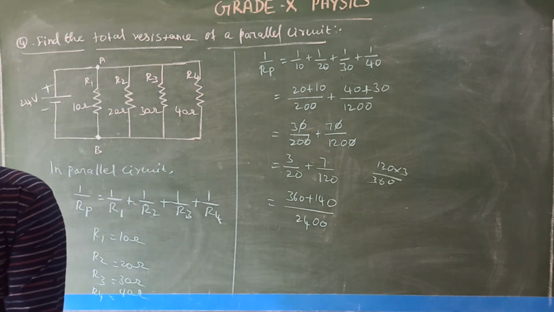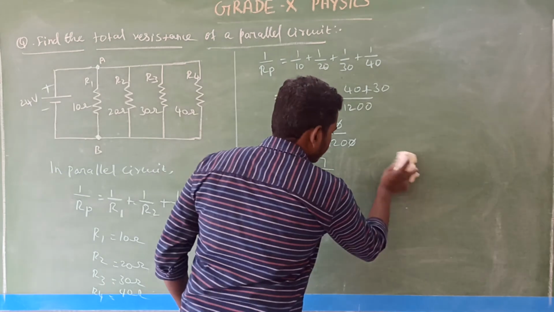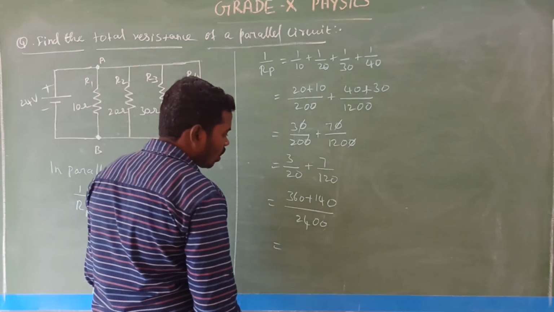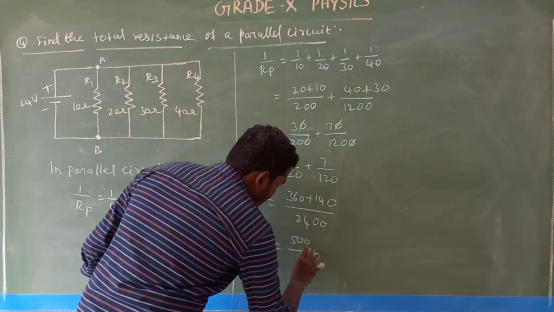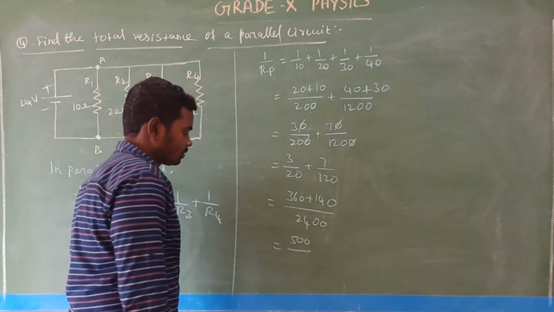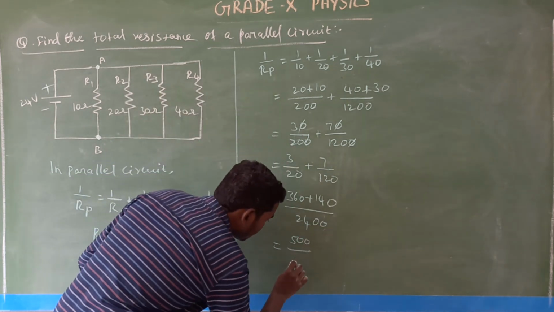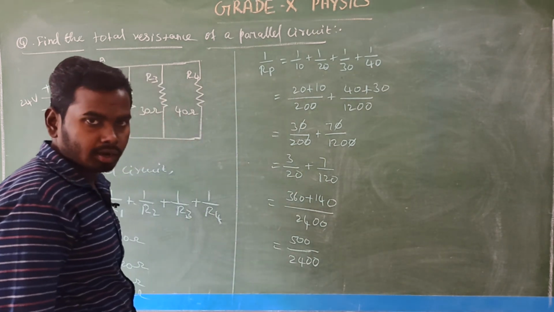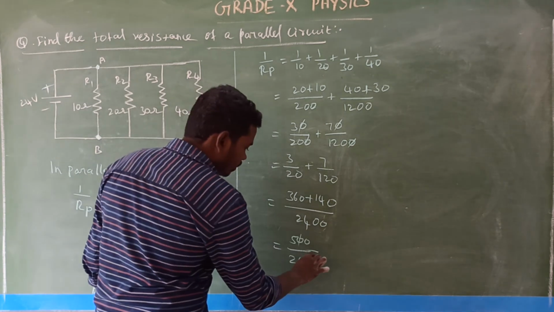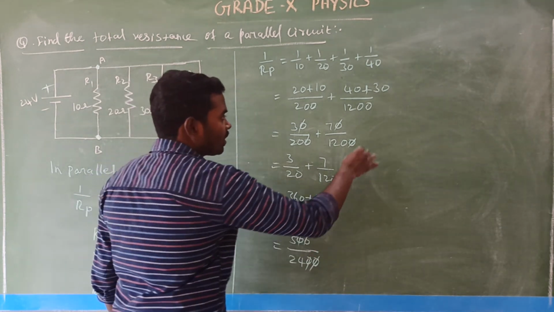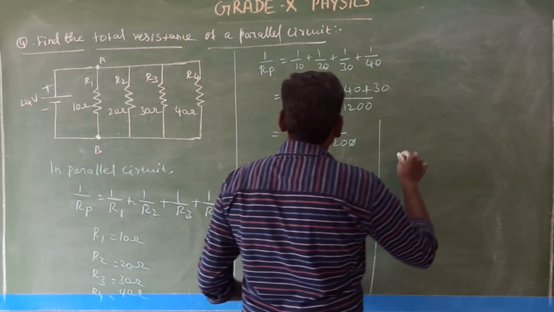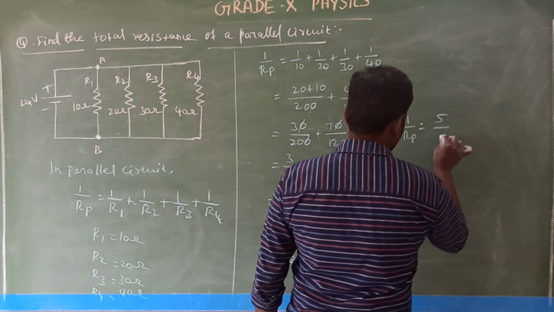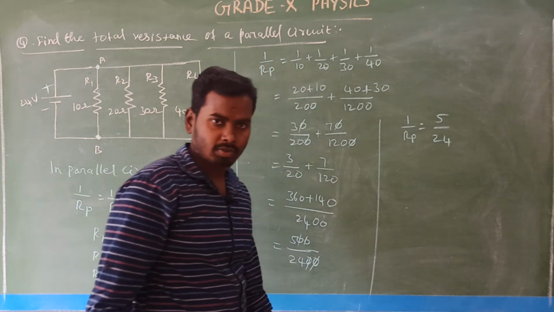Very simple. You further simplify that. How much? 500, am I right? Yes, that's right. And the denominator is 2400. So look here, the zeros cancel, the zeros cancel. So we remain with 1 by RP, which is equal to 5 by 24. Just 5 by 24.